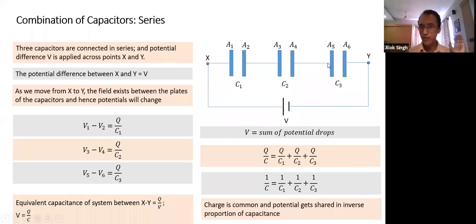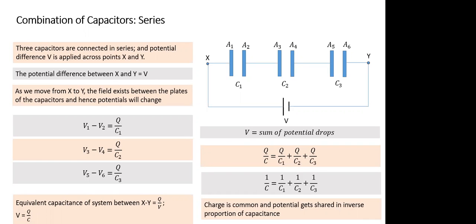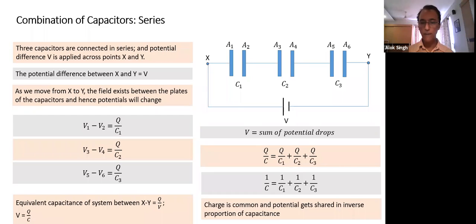Here also I notice direct connection, which means C2 and C3 are connected in series. So what is the check to make sure that it's connected in series? Direct connection, no branching in between. If there's a direct connection, both will have the same charge because of an isolated system. That's the property of series connection: charge is common. Another thing, the last statement, have you understood? Potential gets shared in inverse proportion of capacitance.